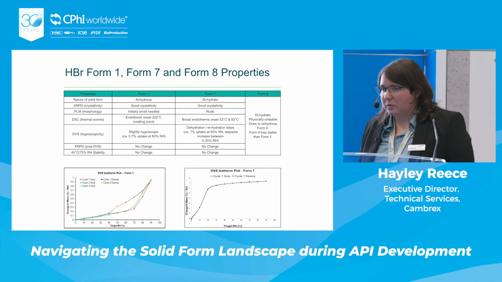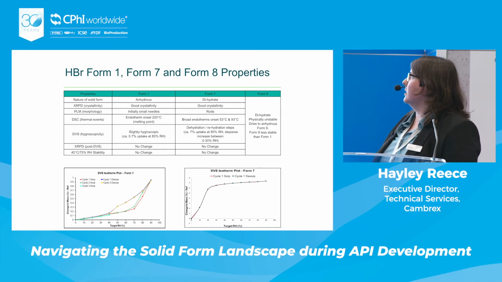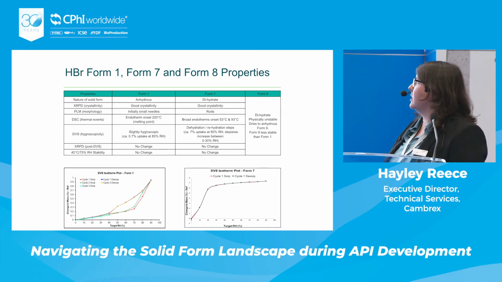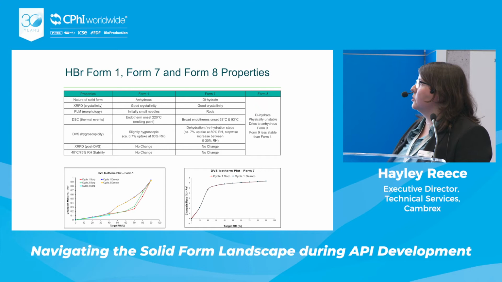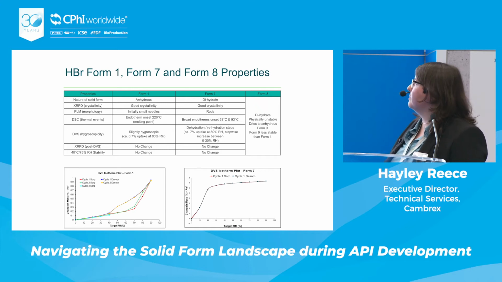So overall, Form 1 was a really good, solid form. It showed a high melting point. The hygroscopicity was very low. There was a challenge with regard to the morphology. There was a needle-like morphology, which we addressed later on. But Form 1 looked like a very good anhydrous form to move forward with into development.